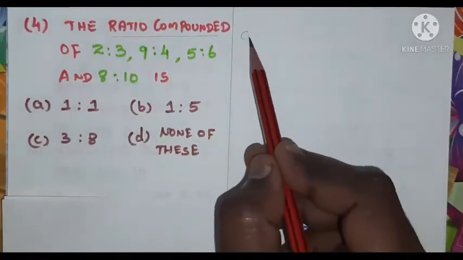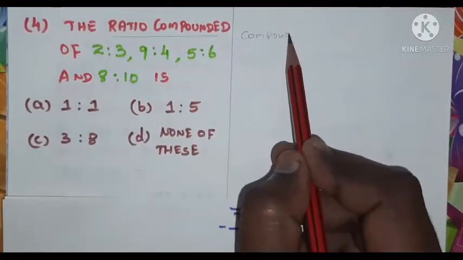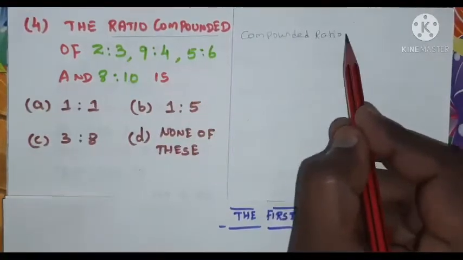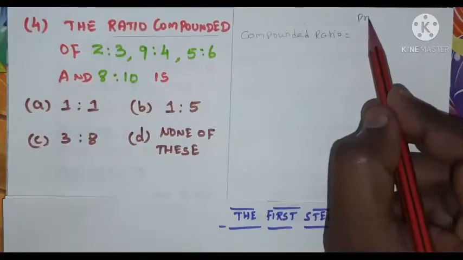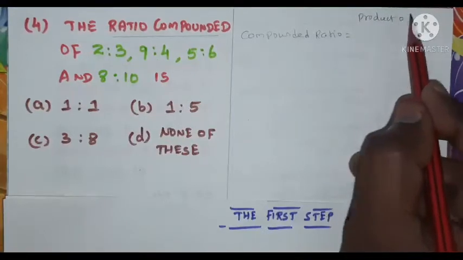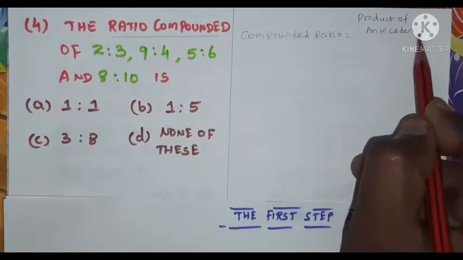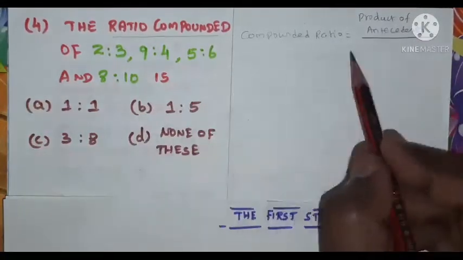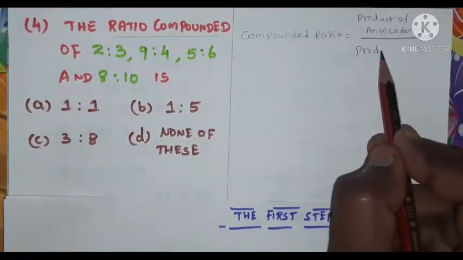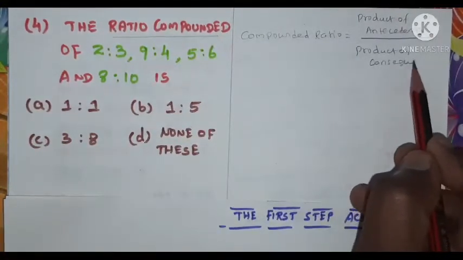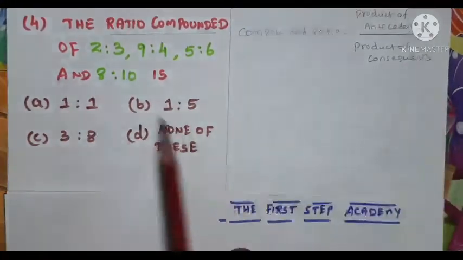We know that the compounded ratio can be written as the product of antecedents divided by the product of consequences, right? Look at the question.